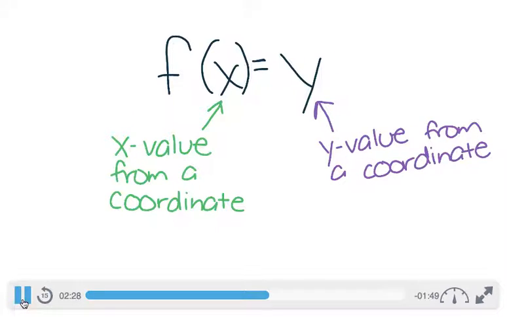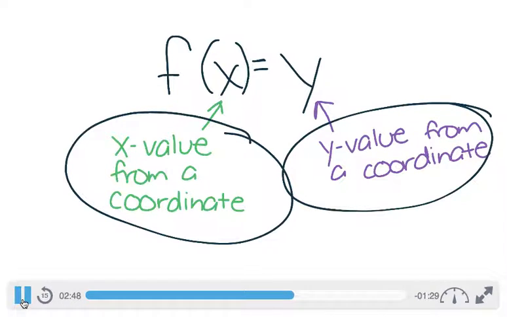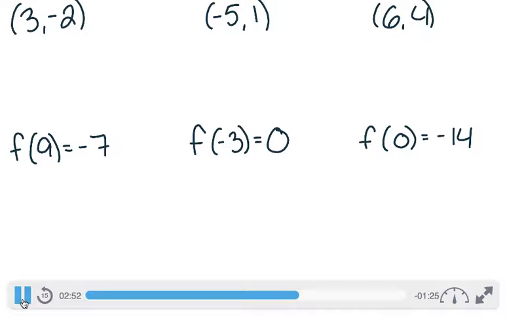Now take a look at this. This is just the generic version of function notation, and keep in mind when we have a number inside the parentheses, that is the x value for our coordinate. And when we have f of x equals something, whatever we have after our equal sign is our y value from the coordinate. So here are a couple examples.